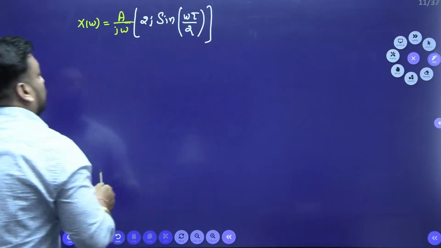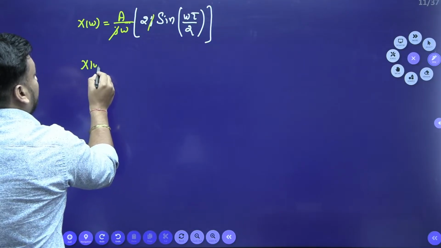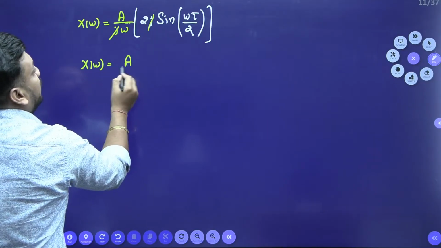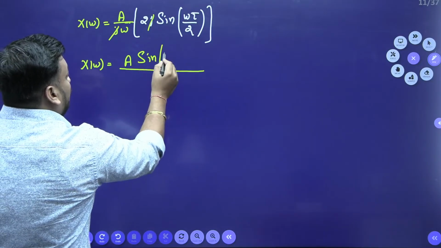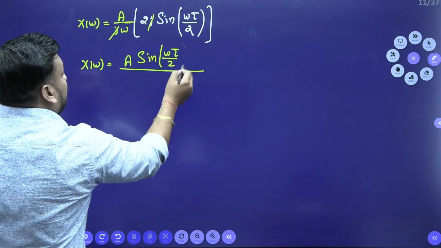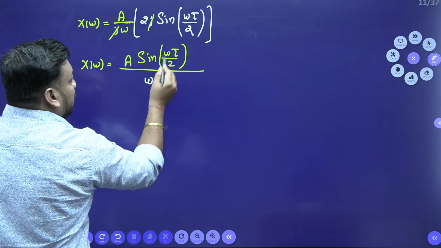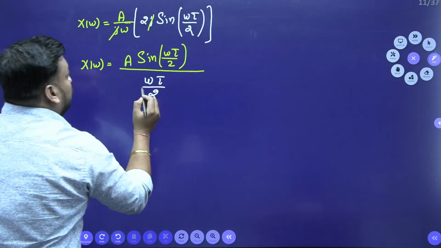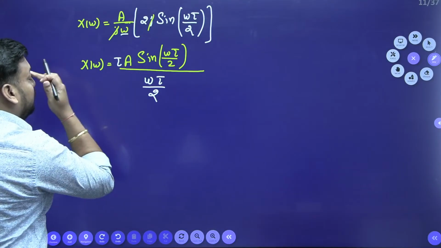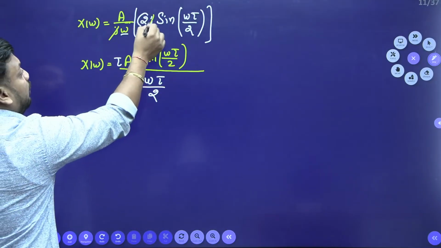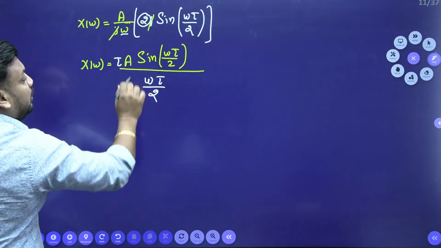Now don't you think j gets cancelled out? So ultimately your X(omega) will look like this: A here, and sine of omega tau by 2. If I want to write in terms of sampling, in the denominator I need to create omega tau by 2. Omega I already have, 2 I don't have. Should I multiply by 2? Yes sir, multiply. So now tau gets cancelled and 2 I have. So instead of writing 2 in the numerator, I am writing 1 by 2 in the denominator. Yes sir.